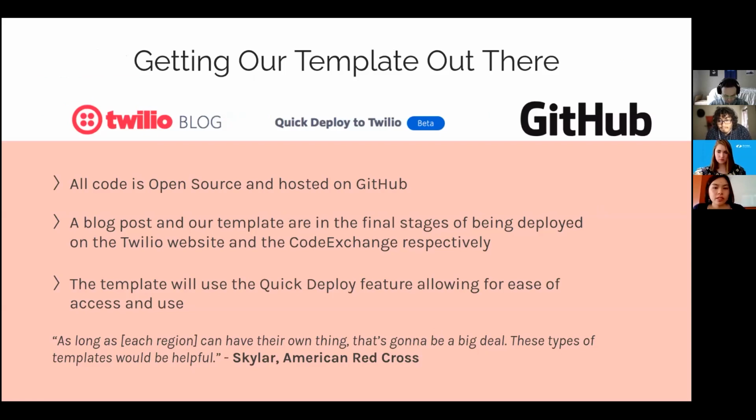A critical aspect of our template is that it is accessible to potential users. During one of our meetings with folks from the American Red Cross, we received validation that our template has clear value due to its flexibility and ease of launching. Our template is open source, and we are in the process of getting it added to Code Exchange, which is Twilio's code sample repository. We also wrote a blog post that is about to be published on Twilio's developer blog, which will increase the reach of our template. This template is compatible with Twilio's new feature, Quick Deploy, which allows users to spin up their own instance of our app with no code and in a matter of seconds.